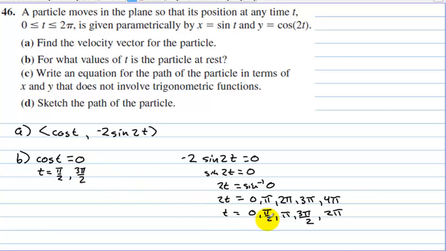So the two values that these have in common are pi over 2 and 3 pi over 2. So for B, t is equal to pi over 2 and 3 pi over 2.